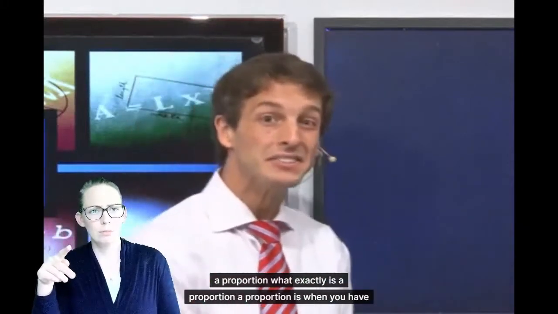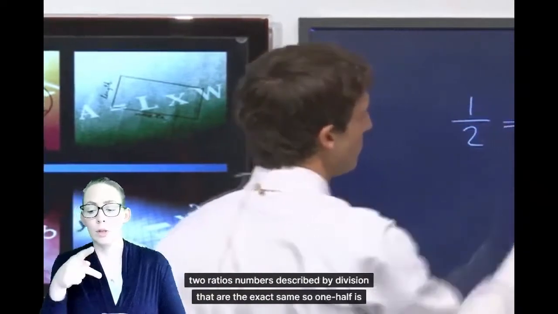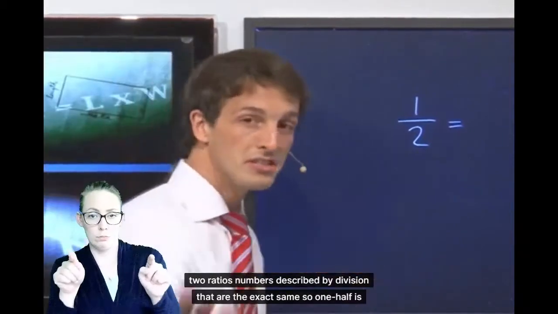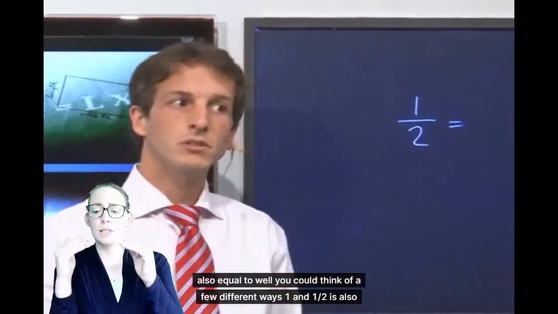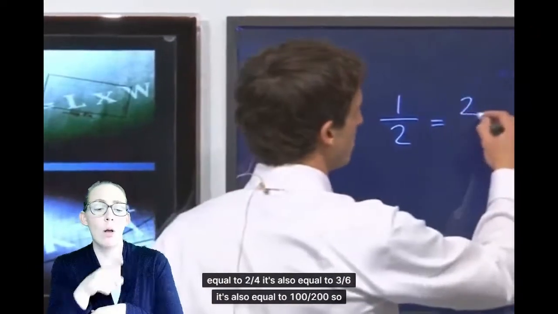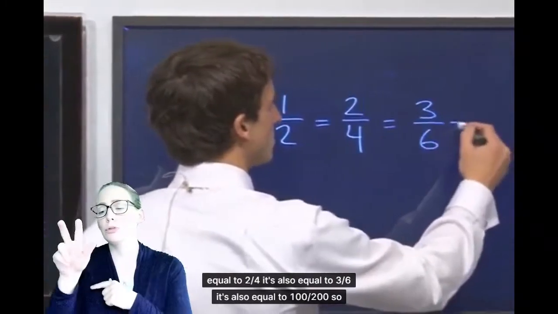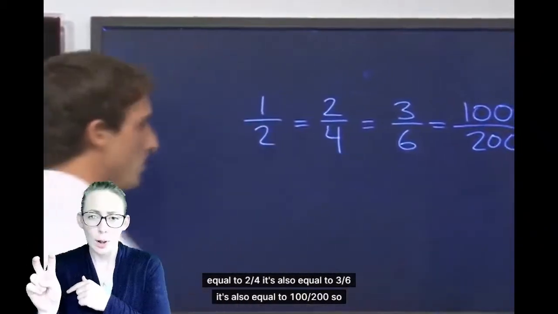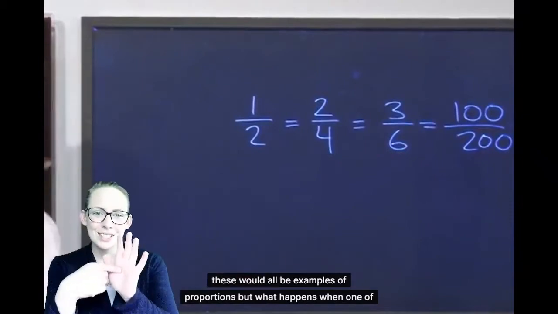What exactly is a proportion? A proportion is when you have two ratios, numbers described by division, that are the exact same. So 1/2 is also equal to, well, you could think of a few different ways. 1/2 is also equal to 2/4. It's also equal to 3/6. It's also equal to 100/200. So these would all be examples of proportions.